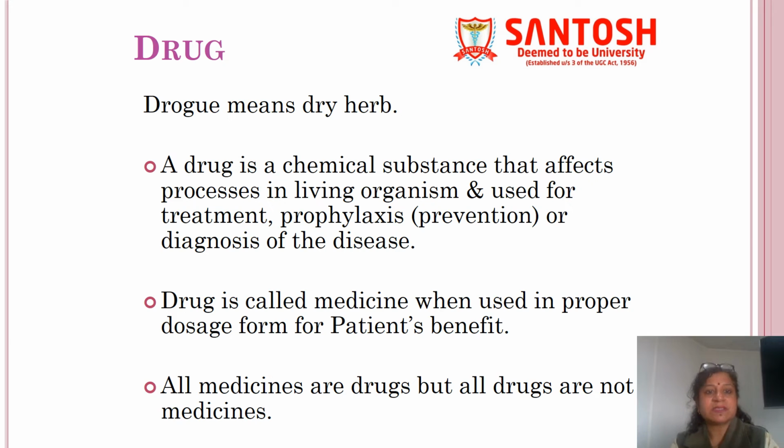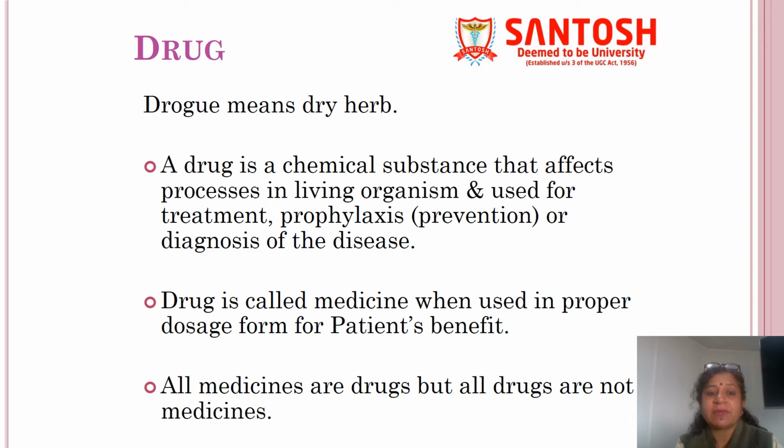Now, let's move forward from the definitions part. Let's come to drug, and what the meaning of drug is. The word drug has come from a French word, drogue. The literal meaning of drogue is dry herb. And going by terminology, a drug is any chemical substance that affects processes in living organisms and is used for treatment, prophylaxis, or diagnosis of disease. Prophylaxis means prevention. If I assume a particular diagnosis can happen to a person, I can use certain drugs for that. And certain kinds of diagnosis also use drugs.